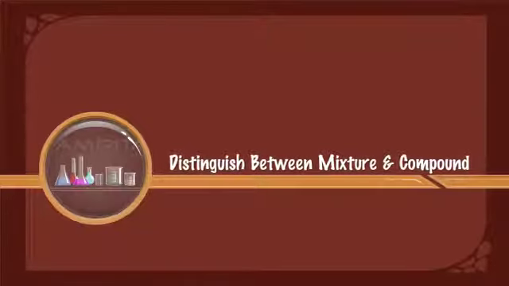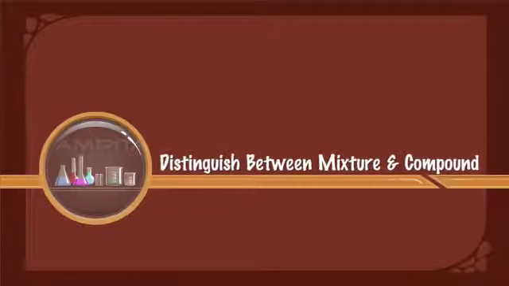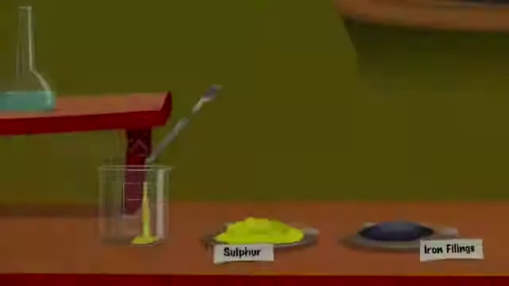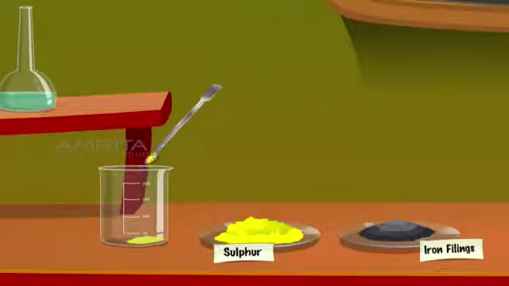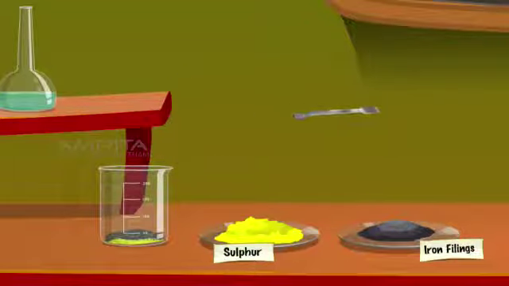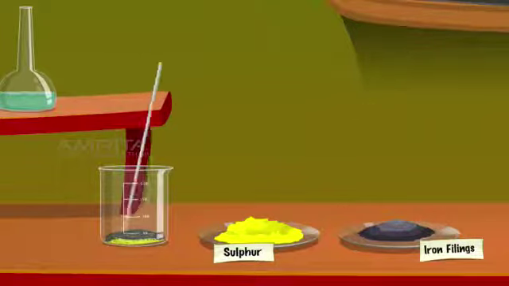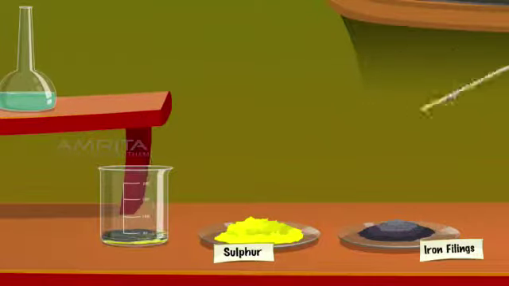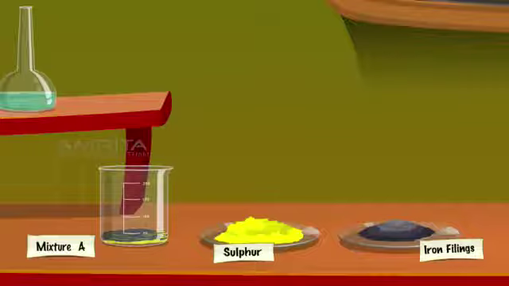Distinguish between mixture and compound. Using a spatula, take a small quantity of sulfur powder and transfer it into a beaker. Add a small quantity of iron filings into the same beaker using a spatula. Stir the contents of the beaker using a glass rod and label this mixture as A.